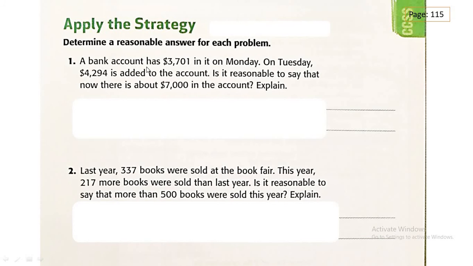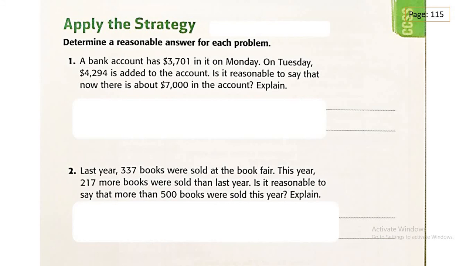A bank account has 3,701 in it on Monday. Okay, this is for Monday. And on Tuesday, 4,294 is added to the account. Okay, is it reasonable to say that now there is about 7,000 in the account? Explain. Again, we should understand the question and we should know what information we have.